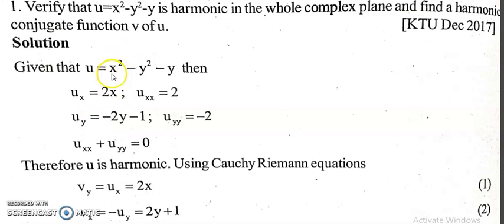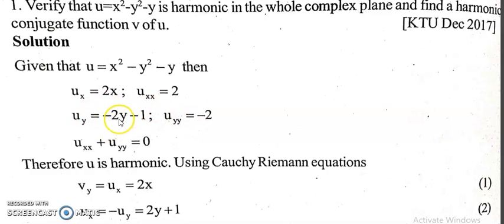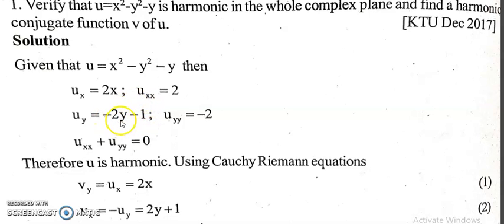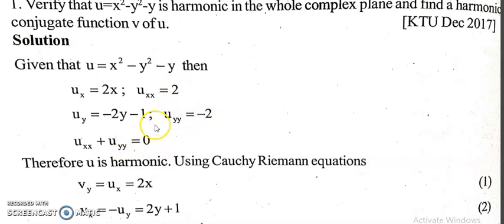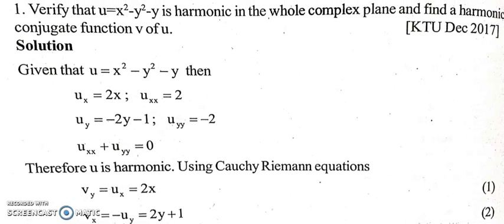uy means derivative with respect to y, x square becomes 0, so minus 2y minus 1. Then uyy means differentiate uy once again, so you get minus 2. Here the remaining term is 0, you get minus 2. Now uxx plus uyy is equal to 2 minus 2, that is 0. So since it is 0, we say the given function is harmonic, that is u is a harmonic function.